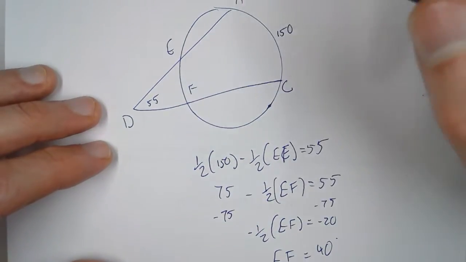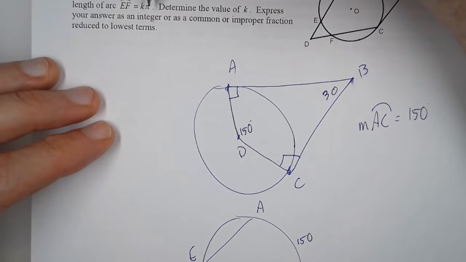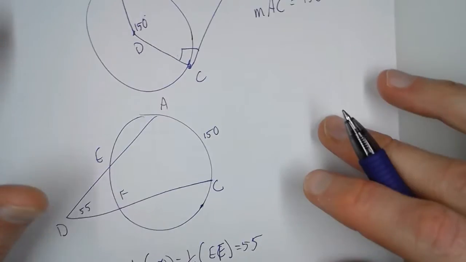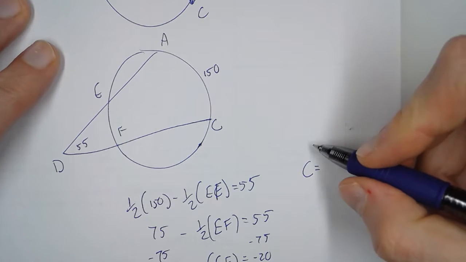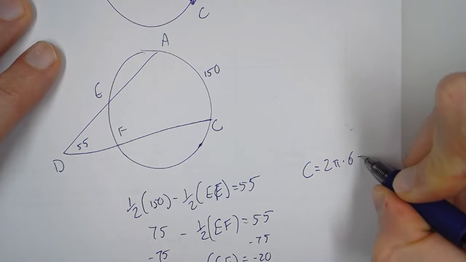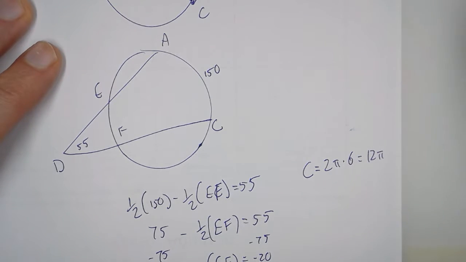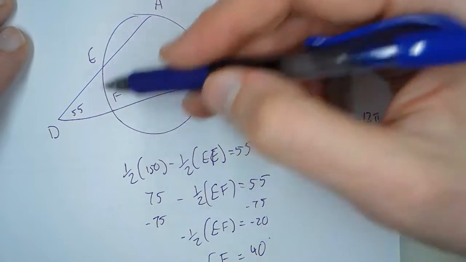But that's not our answer, because it says the length of the arc is k pi. So what this involves is first we have to figure out the circumference of the circle. And they told us that the radius was 6. So 2 pi times 6 is 12 pi. So that's the length around the entire circle, but now we just want this part.